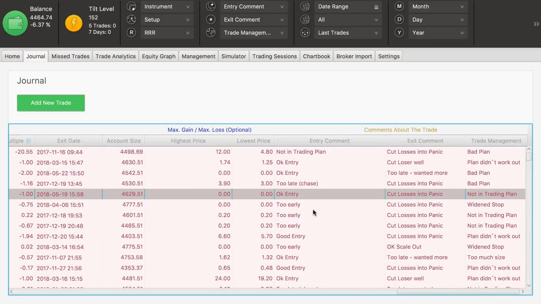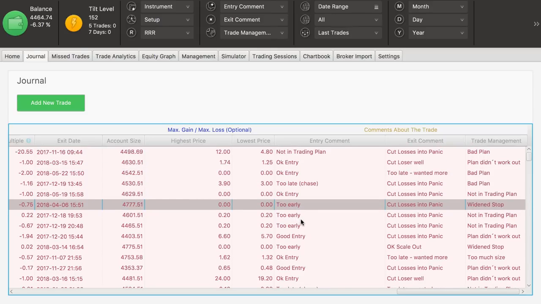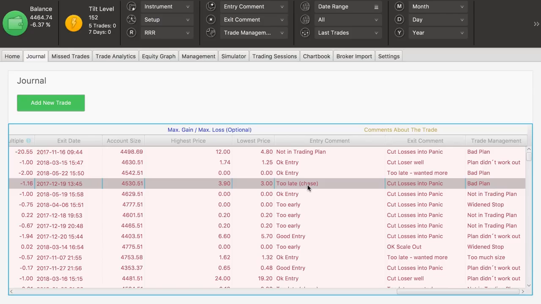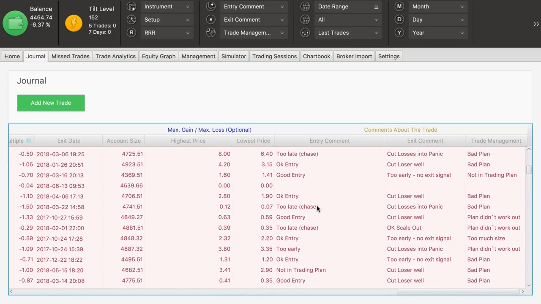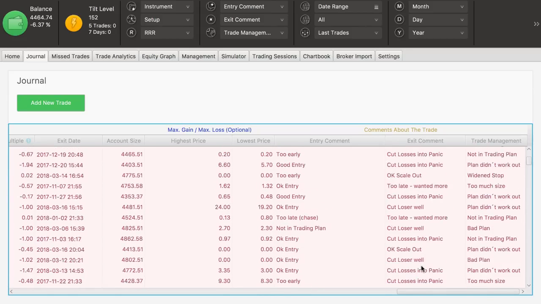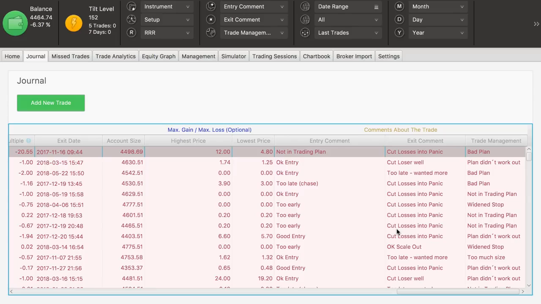In the trade entry comments, we see things like too early, too late, where he chased, the plan, not in trading plan at all. So those are really things that the trader should look at, and even more than just being aware that you are making mistakes when you enter too early, or when you enter too late, or when you take a trade that is not in your trading plan. Pretty much every trader will be aware of that, and that is quite obvious.